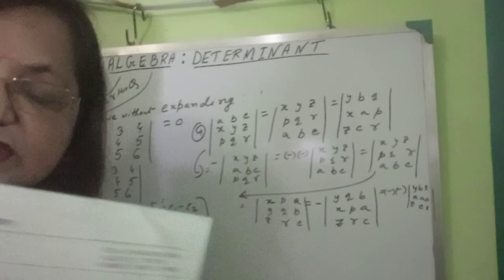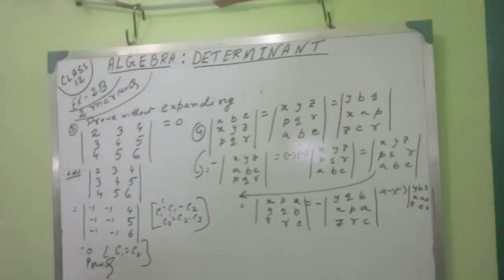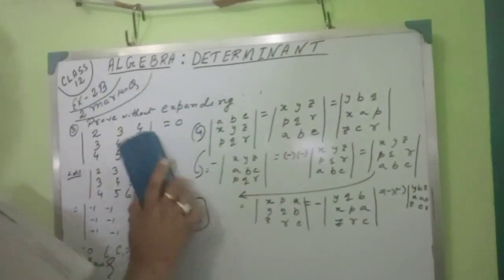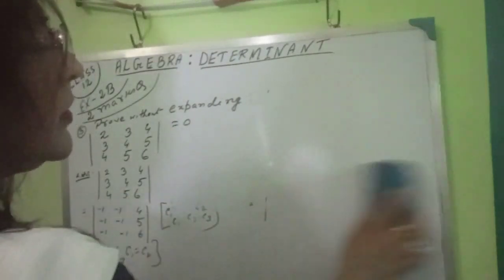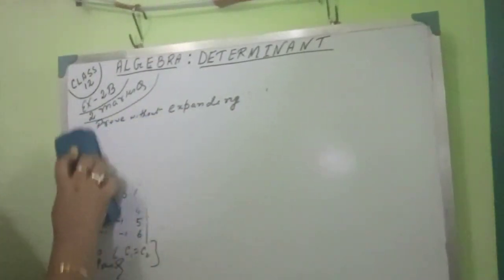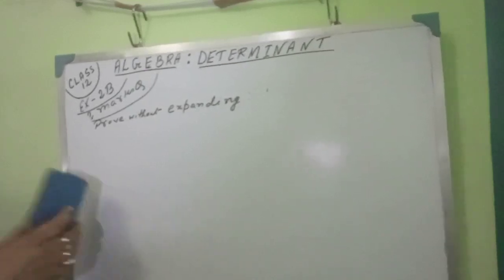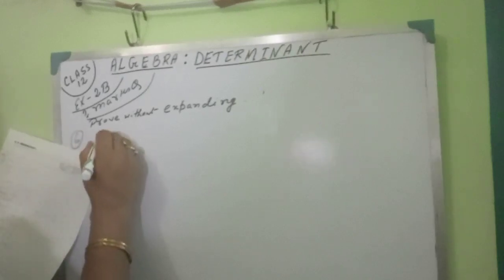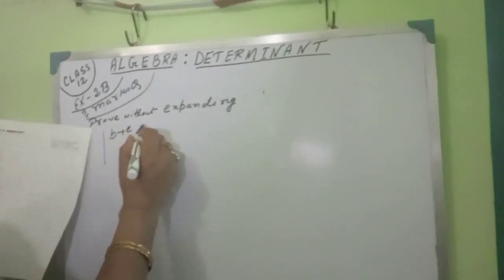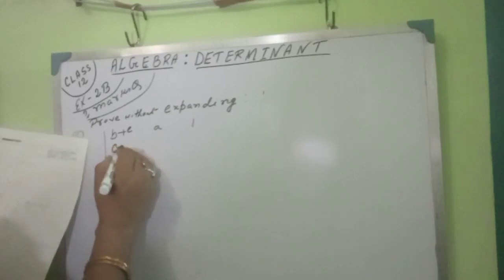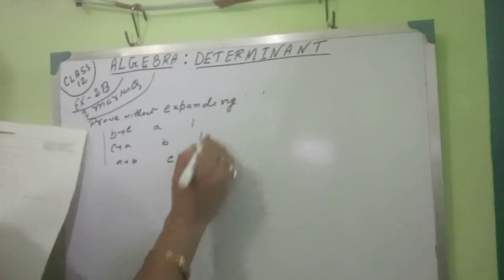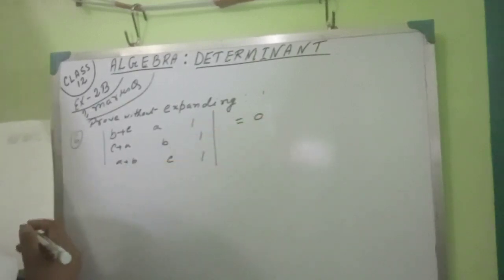Coming with the next sum. Next, sum number 6. What's the question? The determinant with rows B plus C, A, 1; C plus A, B, 1; A plus B, C, 1 is equal to 0. This we have to prove.